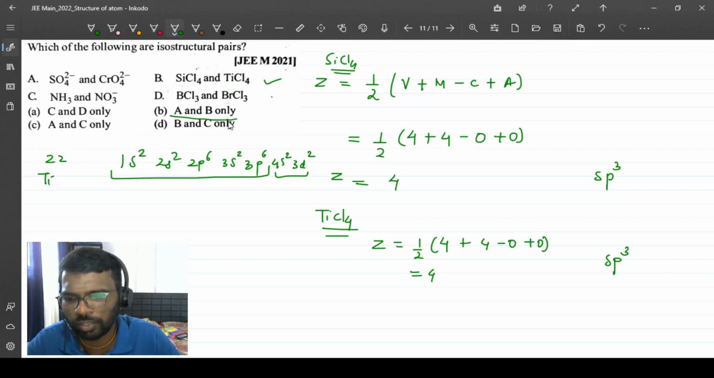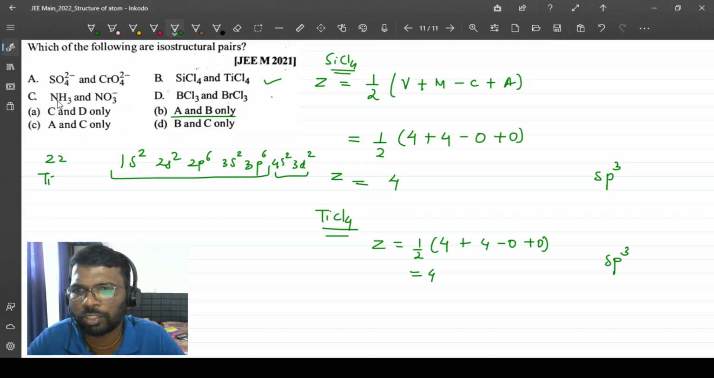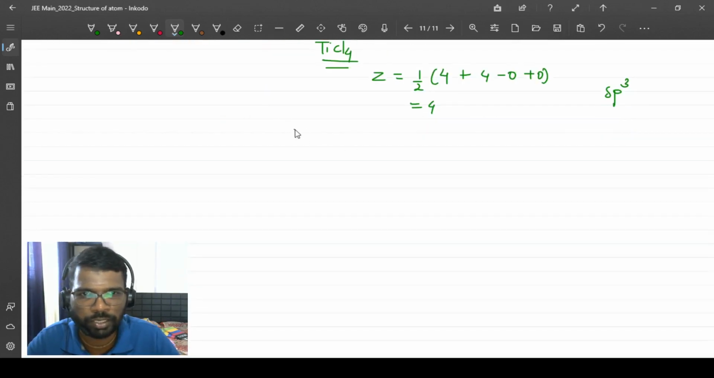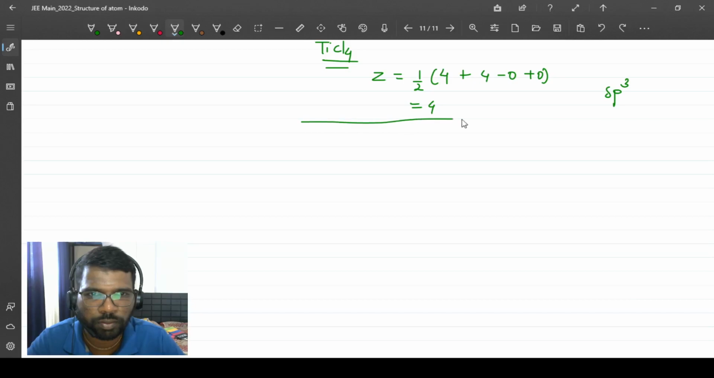The question doesn't end here. We found that option B is correct, but let's check what the hybridization would be for NH3 and NO3 minus also. This will help you understand how to find the hybridization when different types of molecules are given in which there is no presence of monovalent atoms. So NH3 and NO3 minus. Let's check for this.